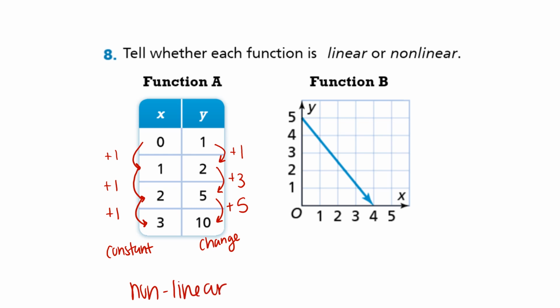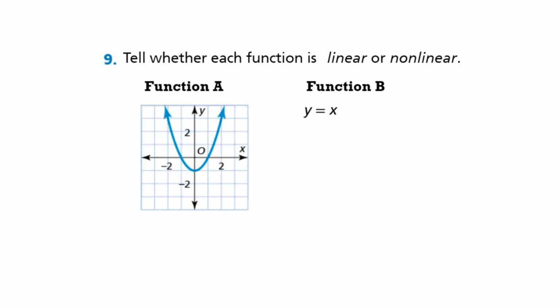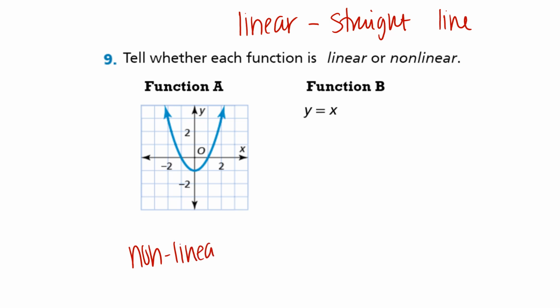For function B, because it's a graph, linear means a straight line. That graph is going in a straight line, so it is considered linear. Again, the word linear means straight line. For function A, that is not a straight line, that is a curved line, so that would be a non-linear graph.